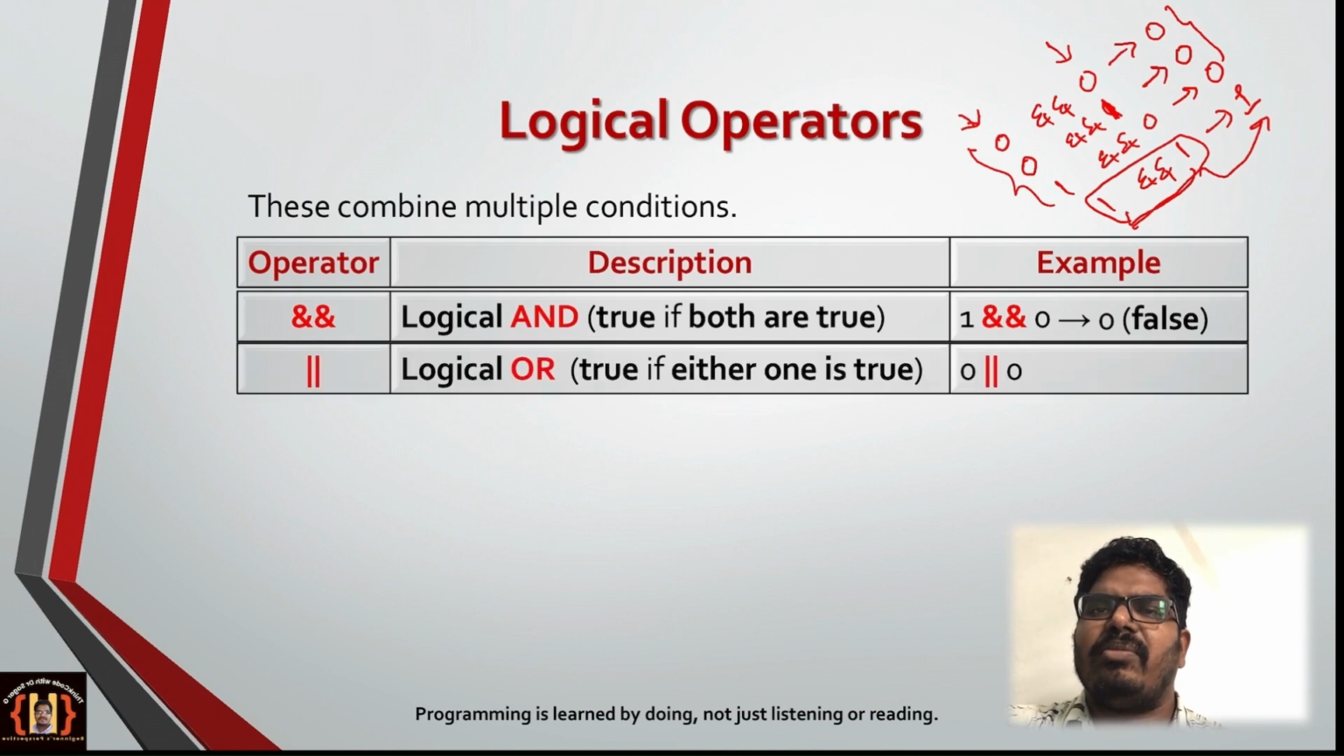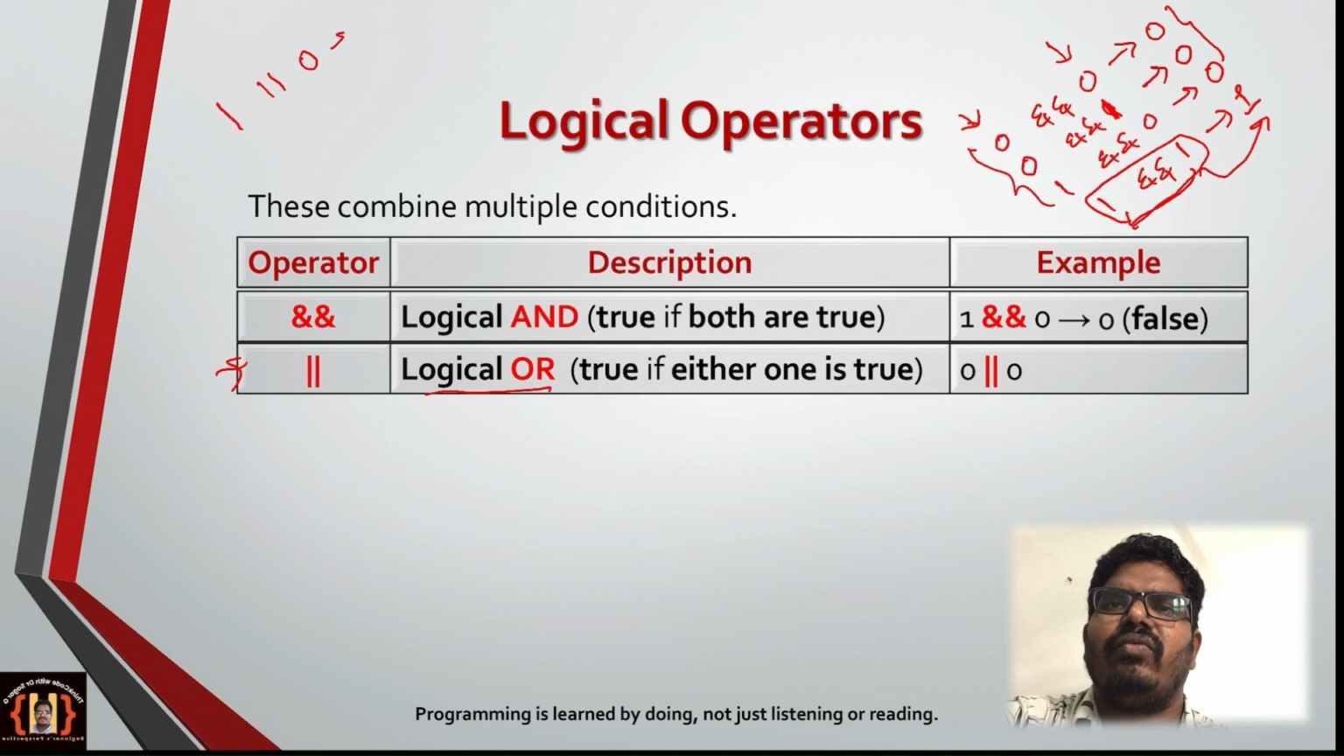Next is the OR operator. So again here OR is the double pipe symbol. This double pipe symbol is logical OR. And it is going to become true when either one is true. When either one is true means what? Let us say this is your 1 and these are the pipe symbols, 1, 0. Either one means this is 1 and this is 0. Either one is 1 means the result is 1.